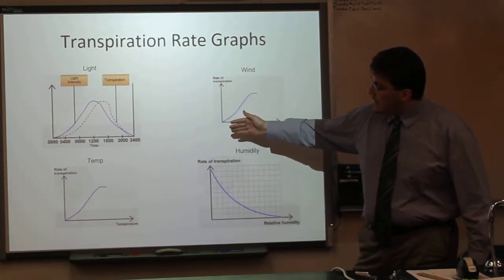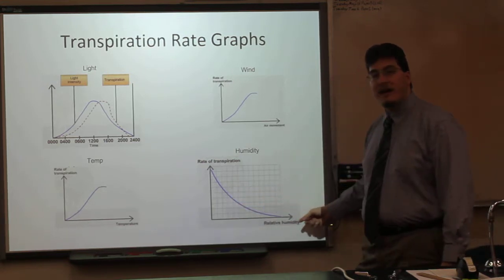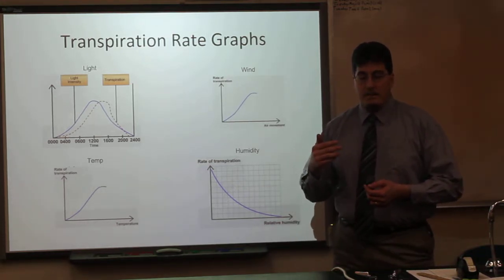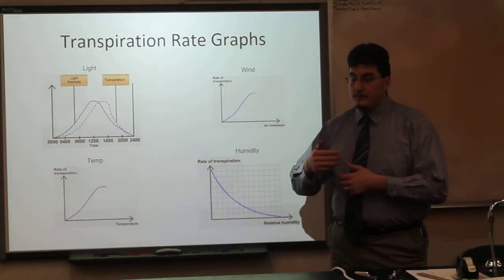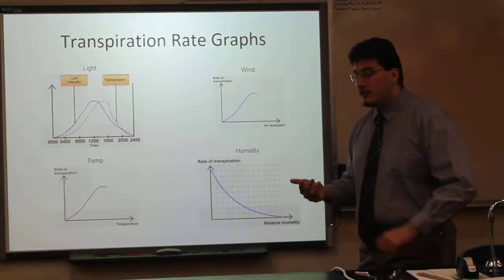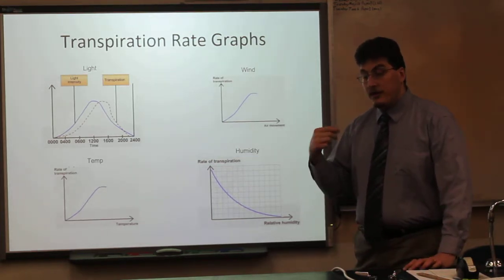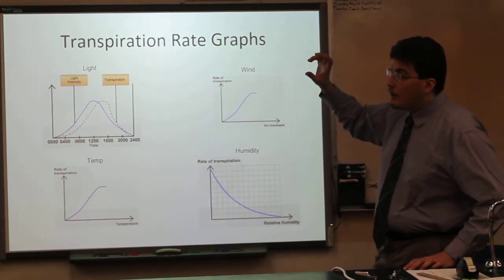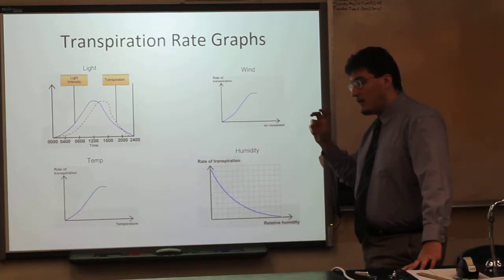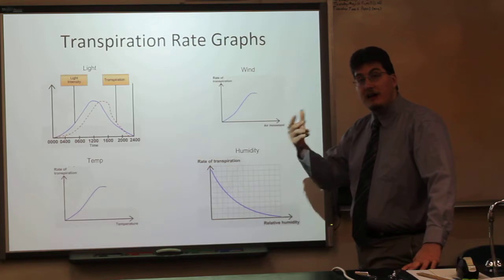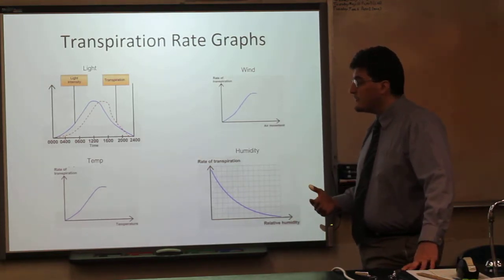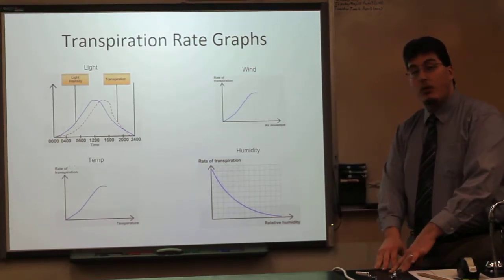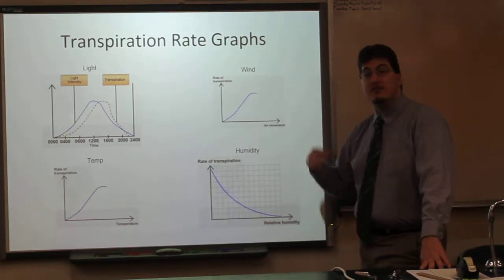So as our relative humidity increases, our rate of transpiration is going to decrease. This is a result of the steepness of the concentration gradient between the concentration of water vapor inside the leaf airspace and outside the leaf airspace. So the concentration of water vapor inside the leaf airspace is high, and the concentration of water vapor outside the leaf airspace in the atmosphere is variable.